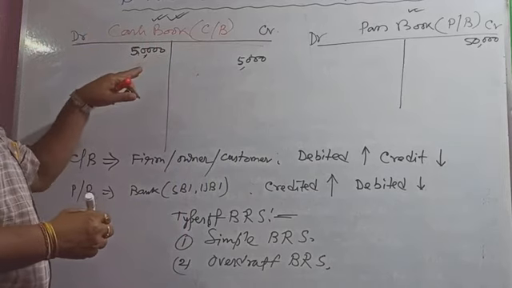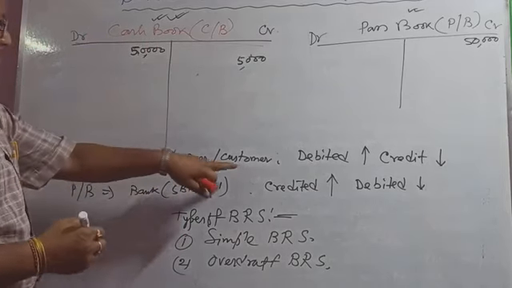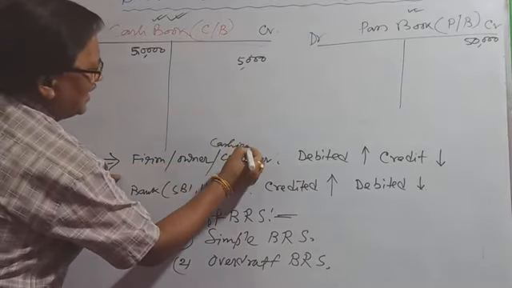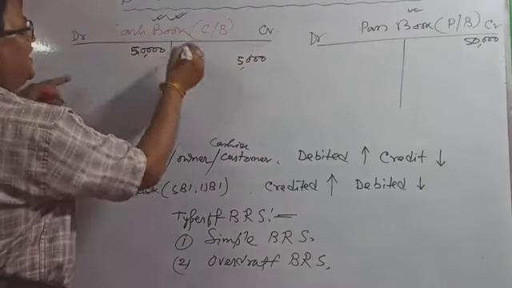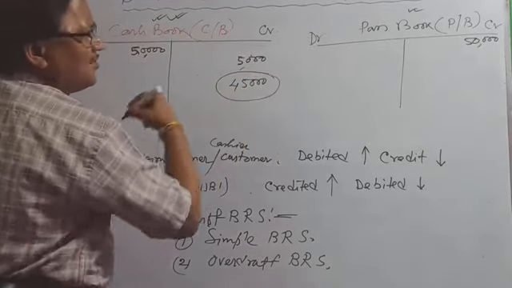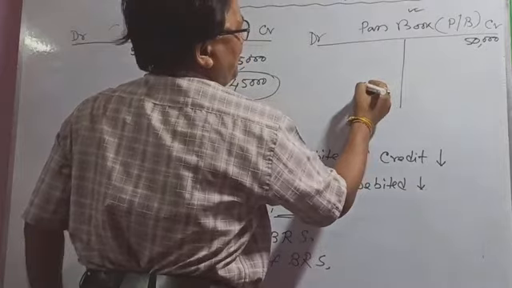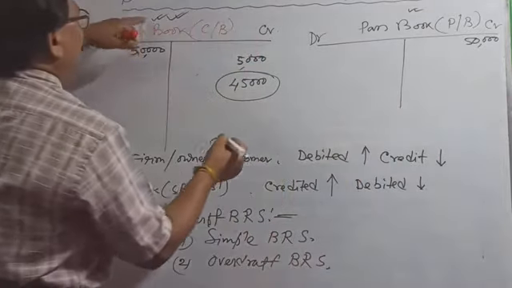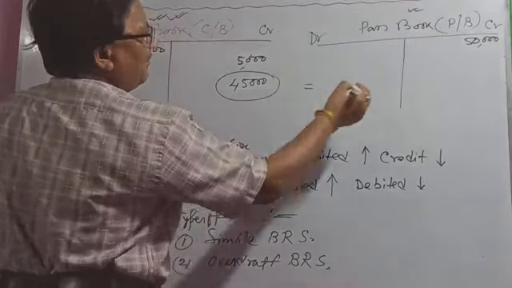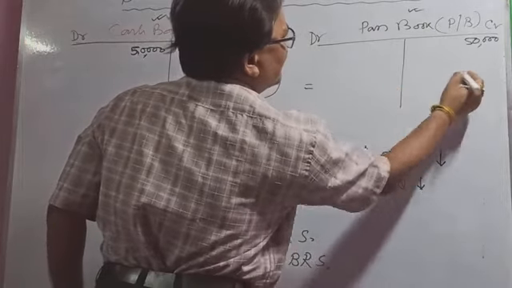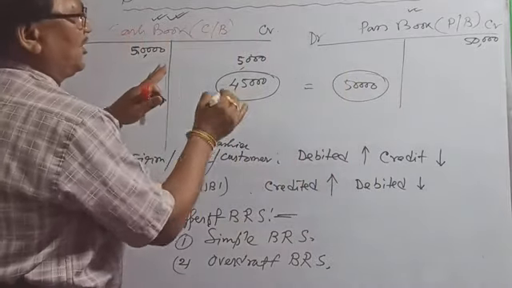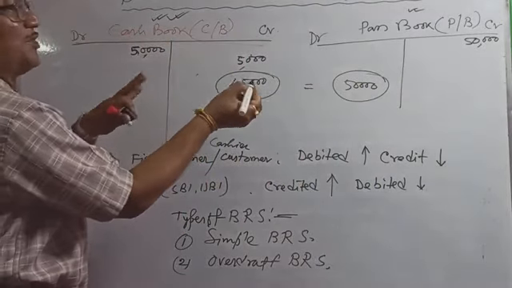What is the cause? A check is issued, which means our cashier or firm recorded it on the credit side. As a result, the cash book balance is 45,000, but the passbook has not recorded it. Now what is your duty? You reconcile cash book equal to passbook. But in this case the balance is only 50,000, that is the passbook balance. Reconcile means cash book equal to passbook, or passbook equal to cash book.